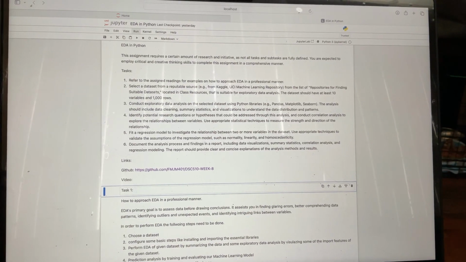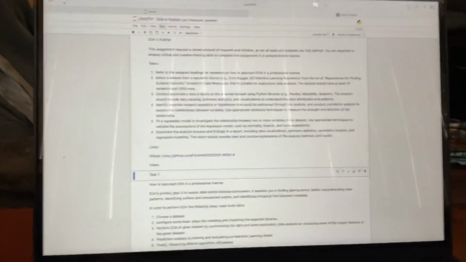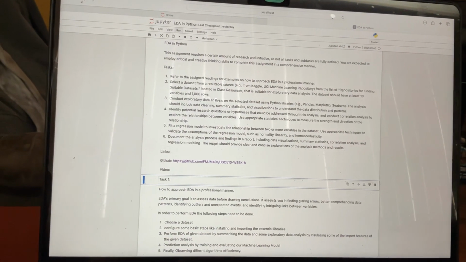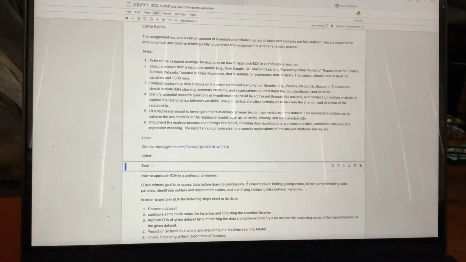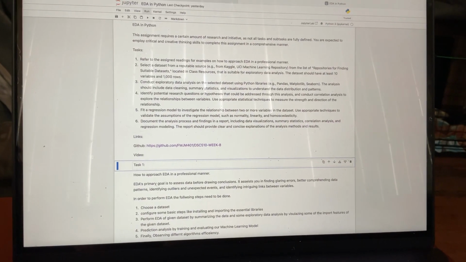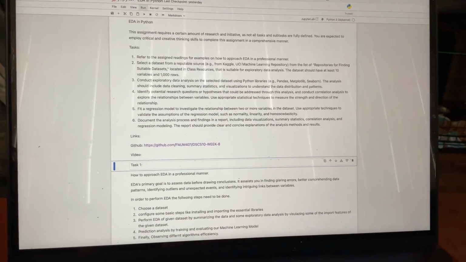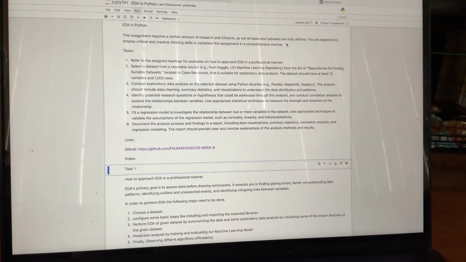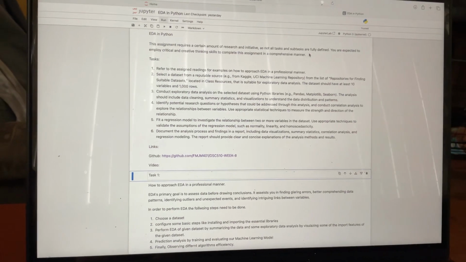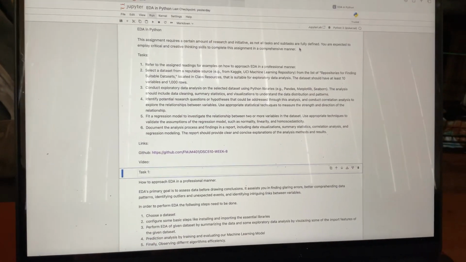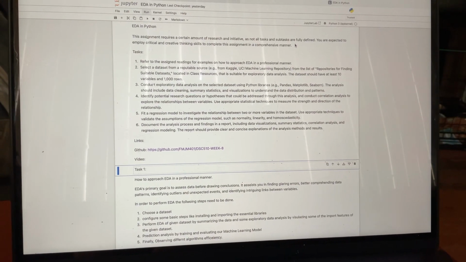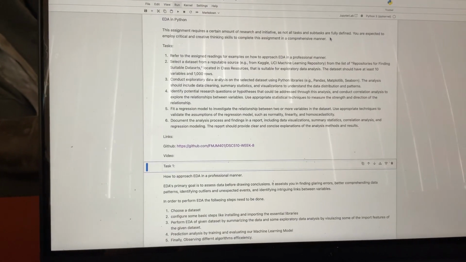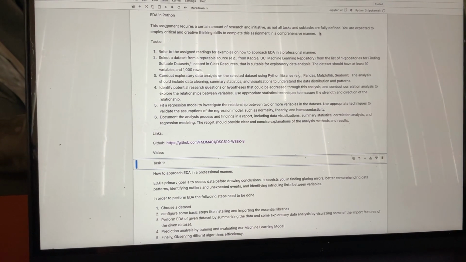Okay, hi. So this is the EDA in Python assignment. This is the last assignment for DSC-510. The assignment requires research and internal tasks, and sometimes you're expected to employ critical and creative thinking to meet the assignment in a comprehensive manner. There are a total of 6 tasks that need to be completed.